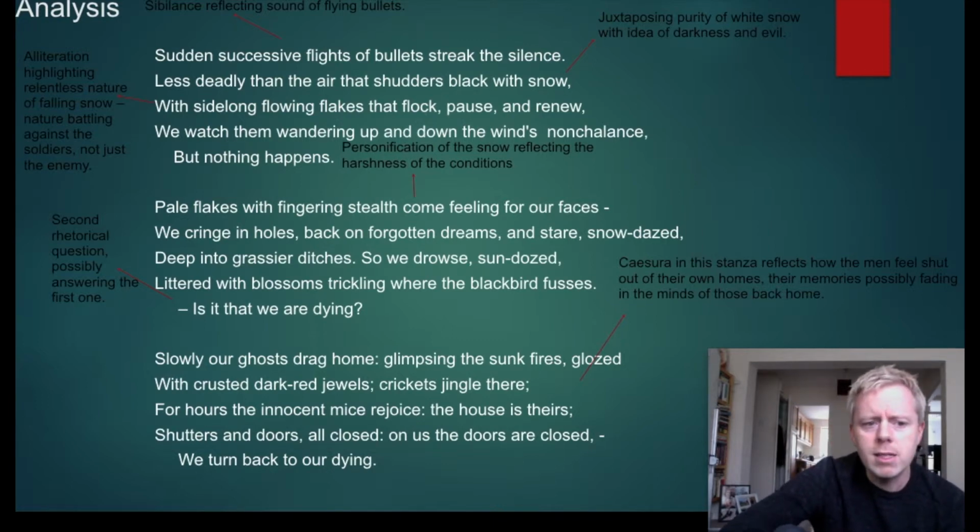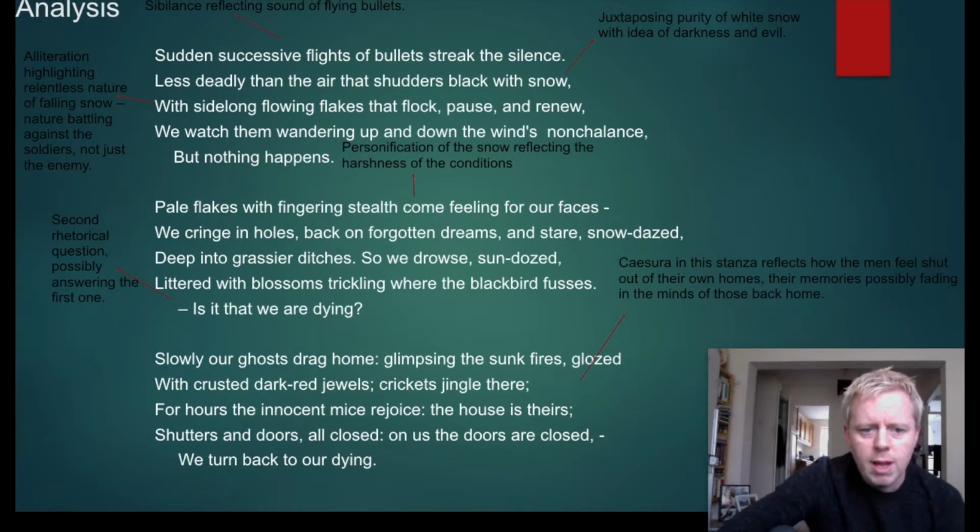Nature battling against the soldiers, so not just the enemy, not just the Germans, but nature's the enemy, and a bigger enemy, it would appear. "We watch them wandering up and down the wind's nonchalance, but nothing happens." Repetition of that last line again. That's the third time of four stanzas.